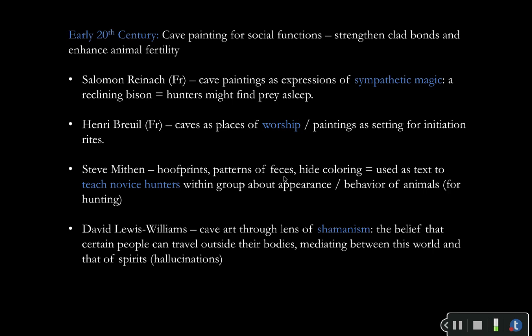And then later on we have Salomon Reinach, who's French. Remember, many of these early caves are in France. That's not to say that there weren't others elsewhere, and you'll find more in your book. But it's also important to point out that there were a lot of ancient caves in Africa as well. But we have Reinach, who's thinking about cave paintings as expressions of sympathetic magic. So in other words, by painting a bison, for instance, a reclining bison, there's this idea that magically hunters would be able to find prey while they were sleeping, just because of the power of the image.